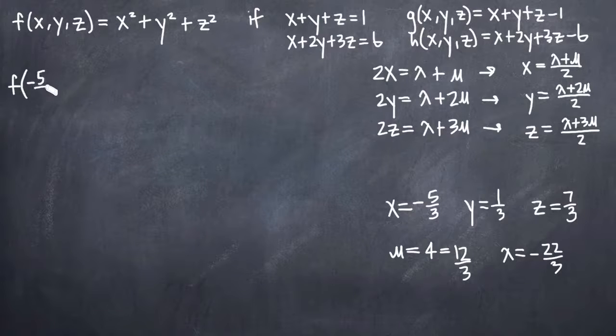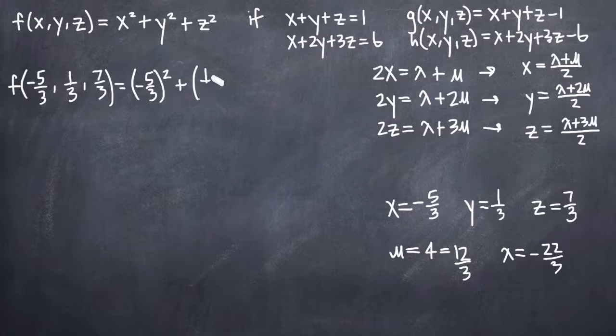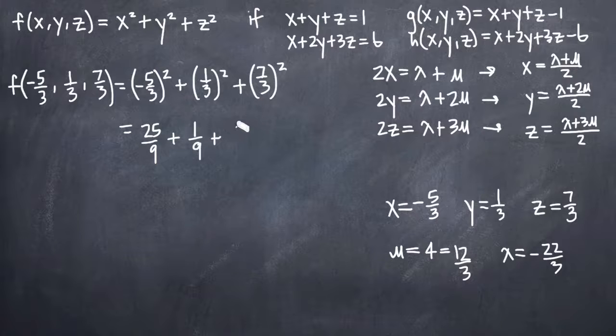So we'll say f of negative 5 thirds, 1/3, 7/3 is equal to, of course here we'll square negative 5 thirds, so 5 thirds squared plus 1/3 squared plus 7 thirds squared. When we simplify here, we'll get 25 ninths plus 1/9 plus 49 ninths. And when we add these together, we'll get 75 over 9, which when we divide both numerator and denominator by 3, we'll get 25 thirds. At this point, we know that 25 thirds is the value of the function at its extrema.